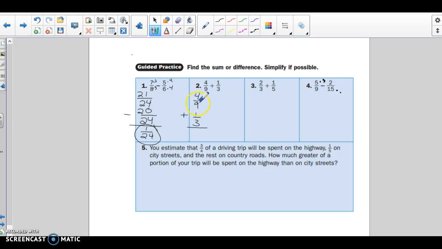So do we need to rewrite 4/9? No, because the common denominator is 9. So 4/9 stays 4/9. But 1/3, what do we do to 1/3 to make it 9ths? Well, we multiply by 3. What you do to the bottom, you must do to the top. So 1 times 3 is 3. Now can we add them? Yes. 4/9 and 3/9 is 7/9.